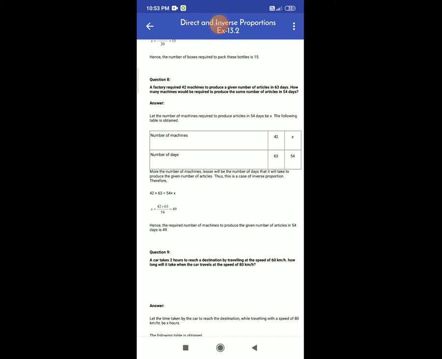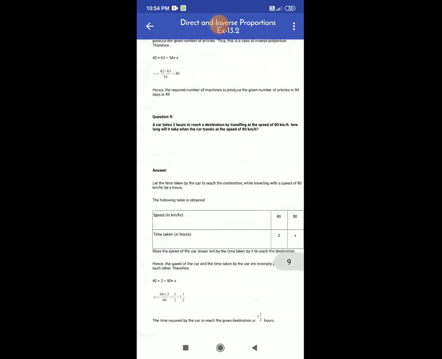Number of machines 42 and x respectively. Number of days 63 and 54. So more the number of machines, lesser will be the number of days that it will take to produce a given number of articles. Thus this is the case of inverse proportion once again, and therefore 42 multiply 63 is equal to 54 multiply x, and therefore x is equal to 42 multiply 63 by 54 equal to 49. Hence the required number of machines to produce the given number of articles in 54 days is 49.